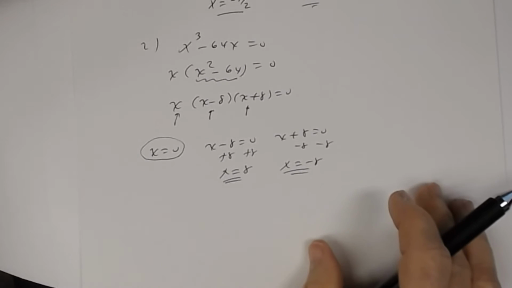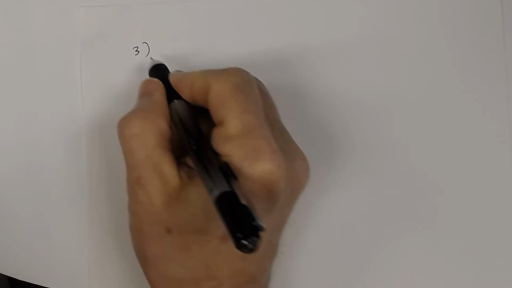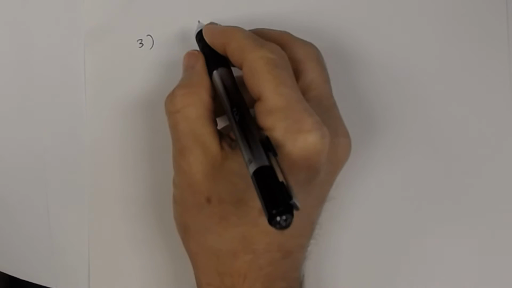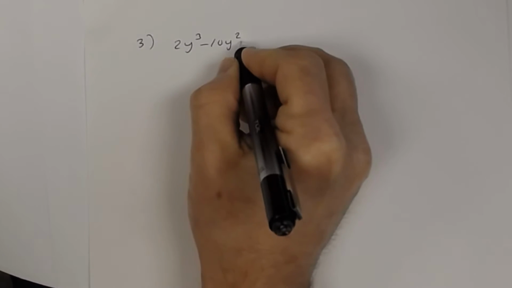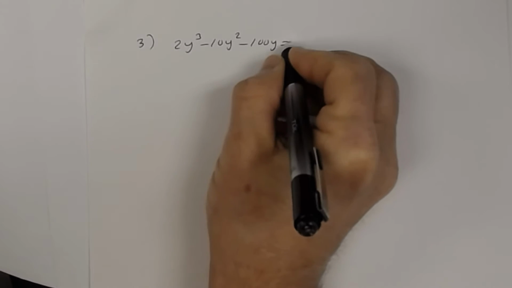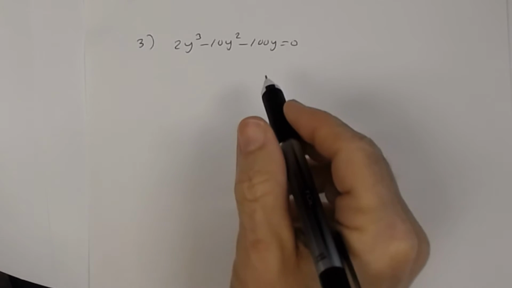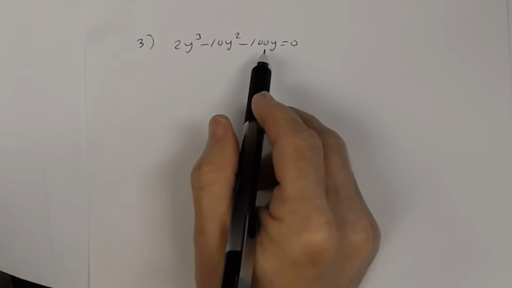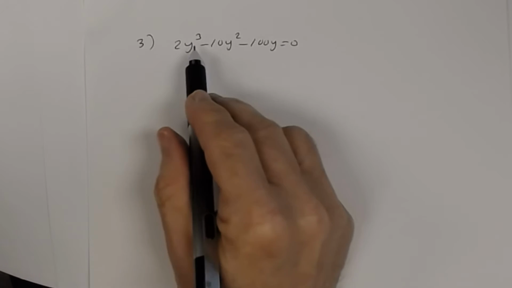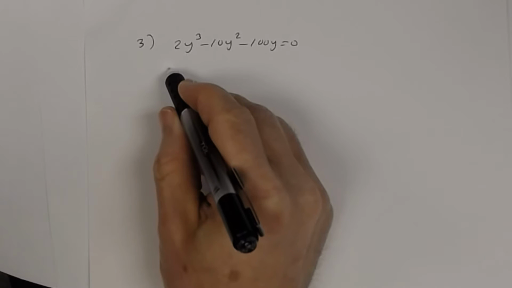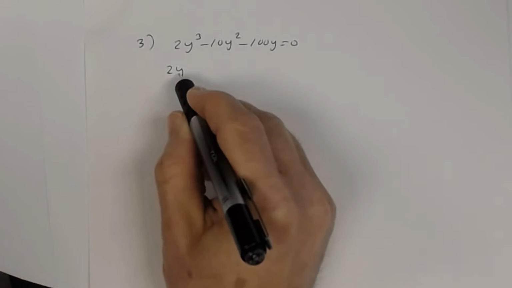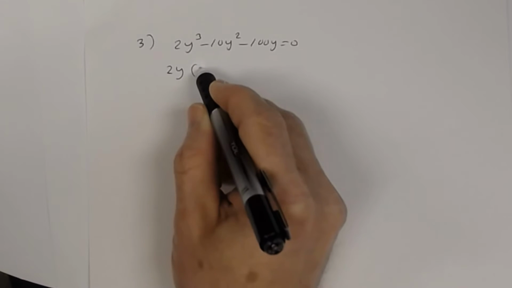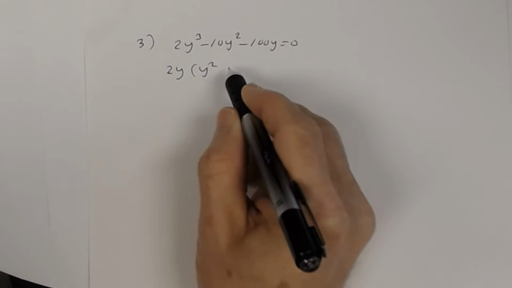All right, number 3. In number 3, we have this equation. You have 2y cubed minus 10y squared minus 100y equals 0. All right, so the first thing I'm going to do is to look for a GCF, and the GCF here is 2y. So factor it out. It helps if you do the correct GCF, 2y. So I get 2y times y squared is 2y cubed.